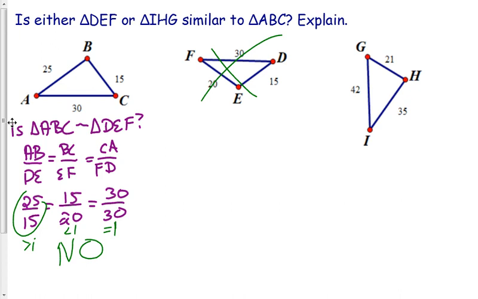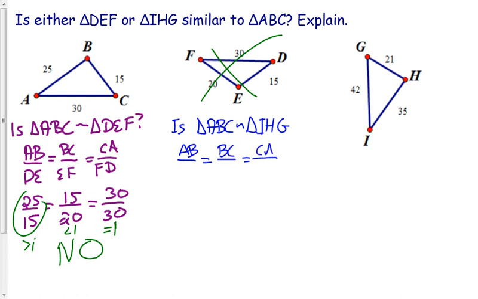Part 2 of the problem is triangle ABC similar to triangle IHG. And again, what I'm going to do is go in order. I know this is a triple proportion. So AB, BC, CA, IH, HG, GI. And now I am going to copy these from the diagram.